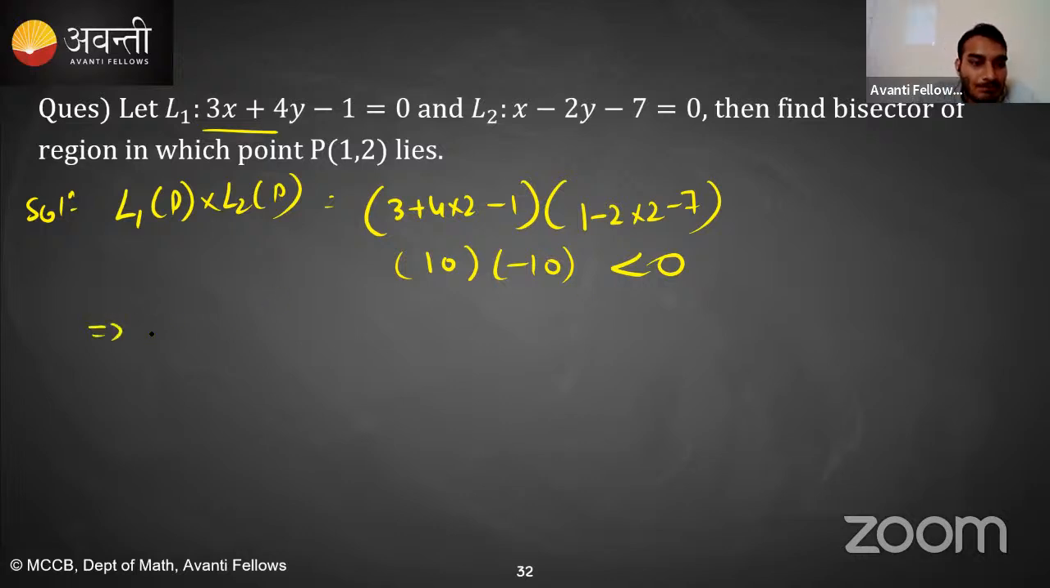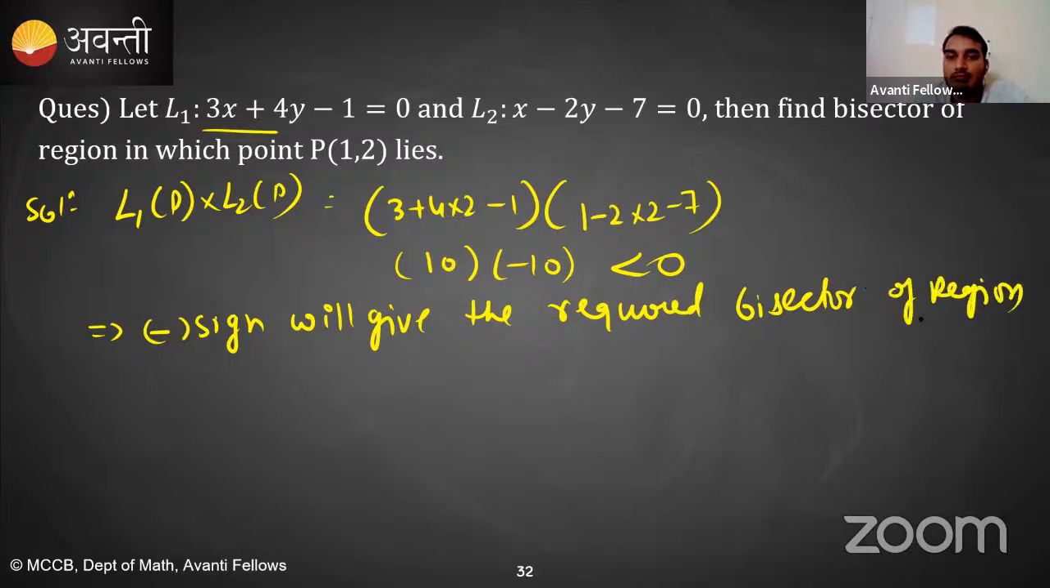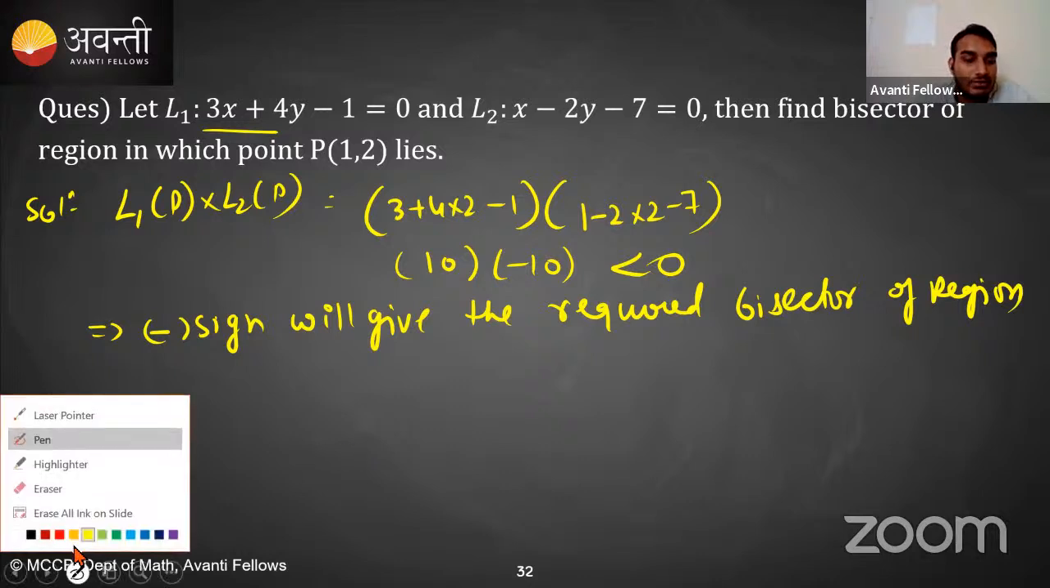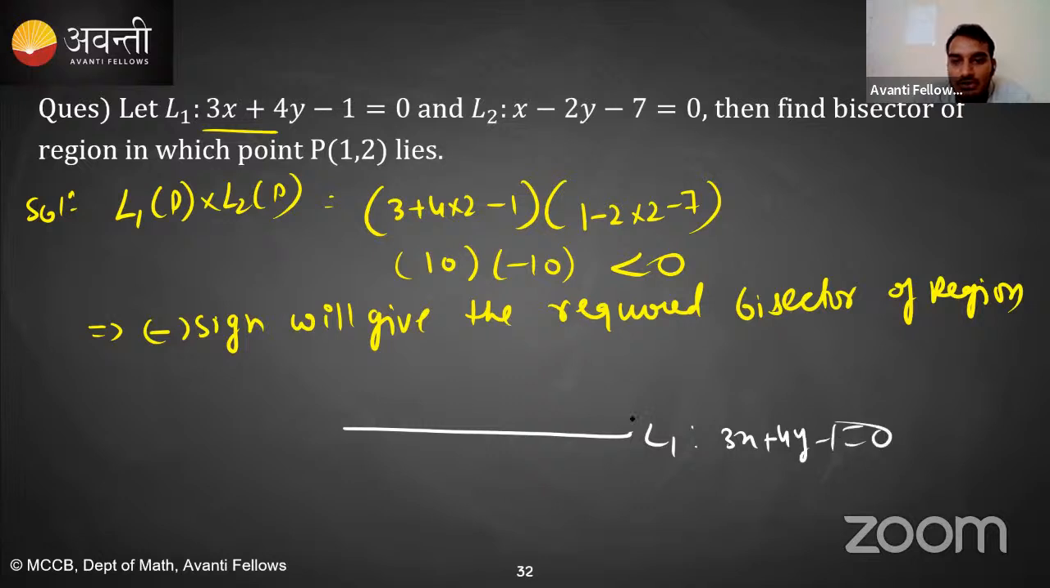So it implies the negative sign will give the required bisector of the region. Clear? So now, first of all, you have to calculate the equation of the angle bisector, right? This is L1: 3x plus 4y minus 1 is equal to 0. This is L2: x minus 2y minus 7 is equal to 0.